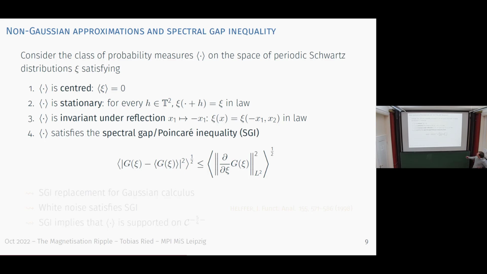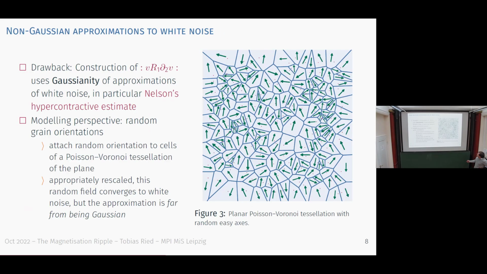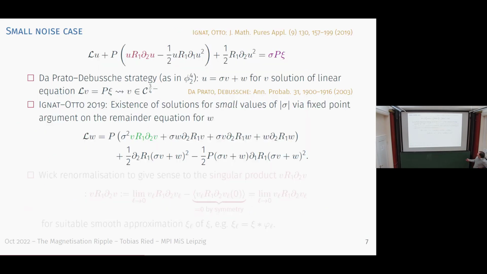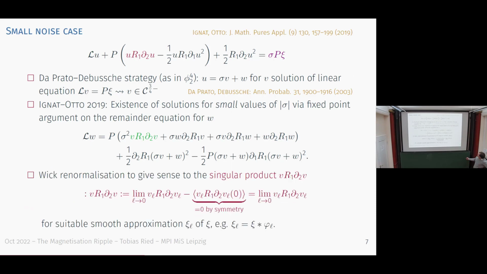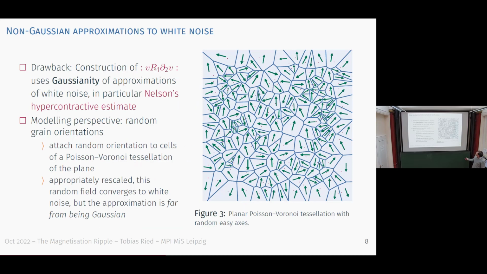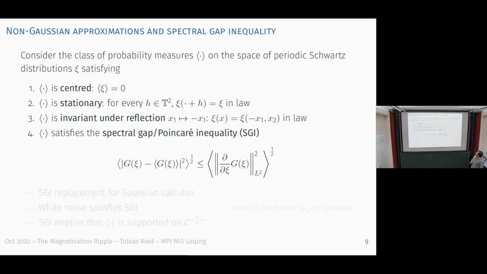Namely, we look at probability measures on the space of Schwartz distributions that are, first of all, centered. They satisfy stationarity assumptions, so the law doesn't depend on shifts. And it's invariant under reflection, so that was a subtle point here due to a symmetry. This renormalizing term, which typically leads to a divergent constant, that was here 0, and we also want to include this symmetry in our model.